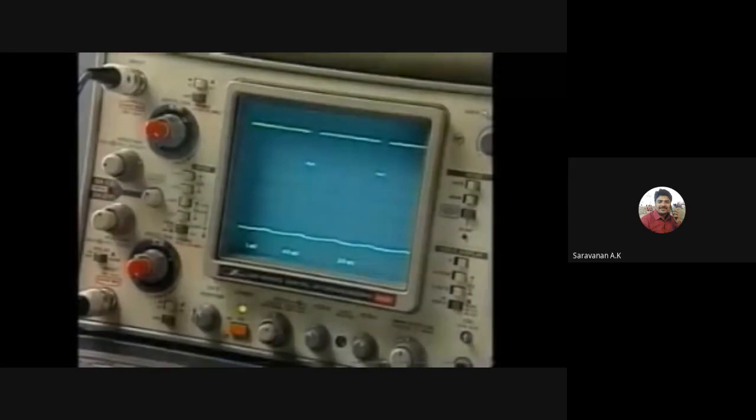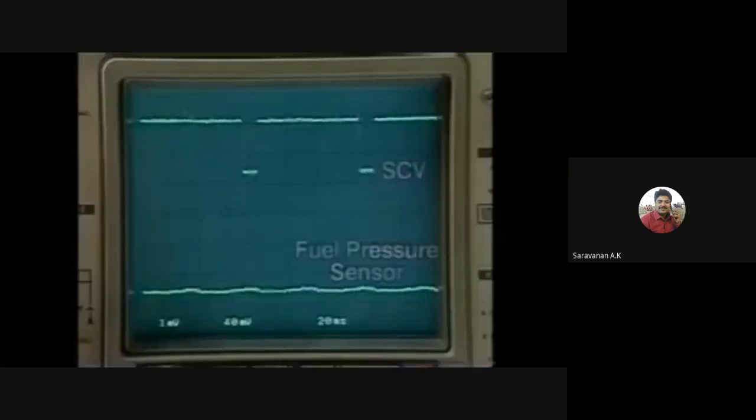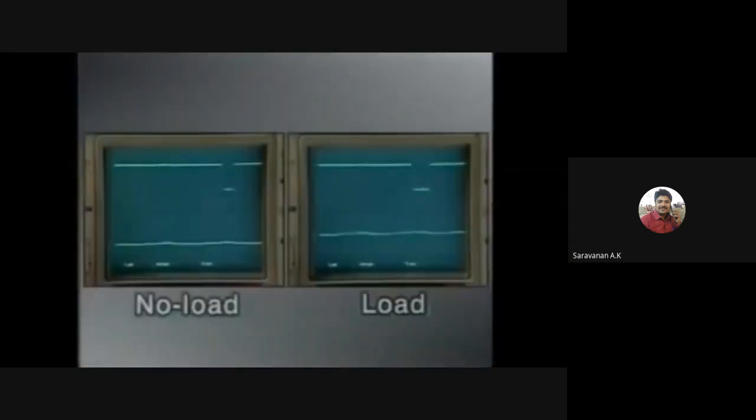Let's watch on an oscilloscope to see how the SCV is controlled. To easily monitor the operation of the SCV, let's see the electrical current that flows through the SCV. The SCV signal is shown at the top and the fuel pressure sensor signal at the bottom. Here's a comparison between the no load condition at 1500 RPM and the load condition at 1500 RPM. It's evident that in the load condition, the SCV remains open longer and the pressure in the rail is higher.